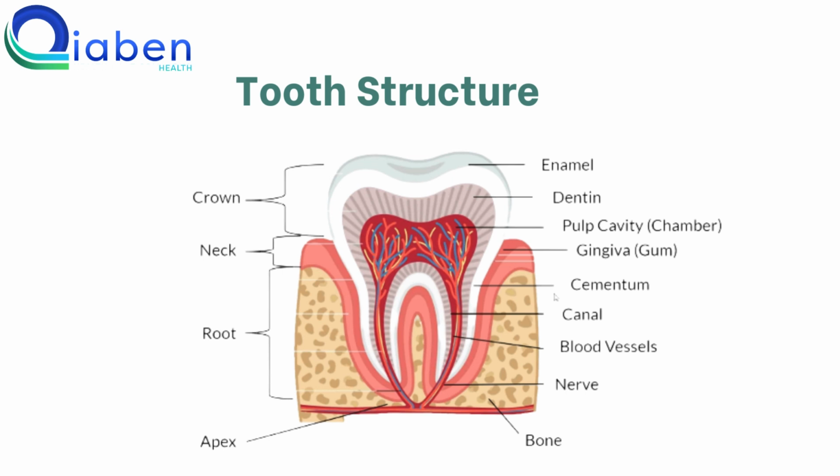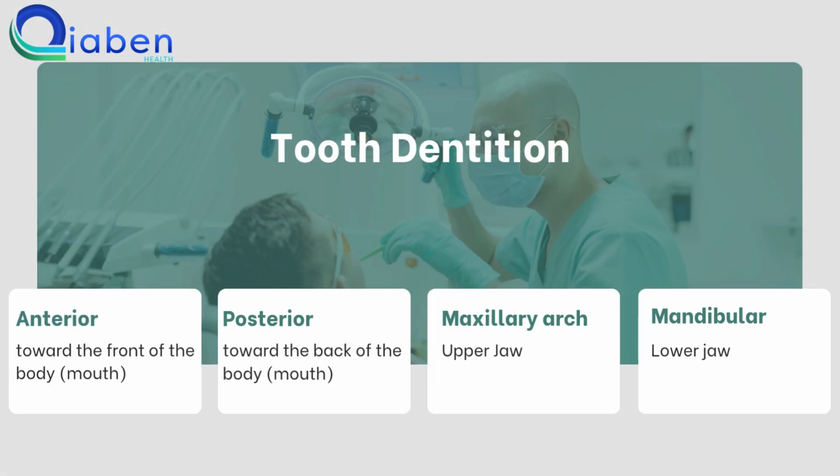Sixth, gingiva and bone, the supporting structures. Each layer responds differently to decay, trauma, and restorative procedures. Understanding this makes diagnosis much clearer. We've covered a lot so far: tooth structures, skull anatomy, and much more. Now let's understand dentition terminology.